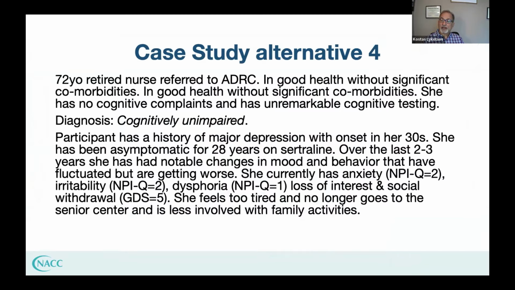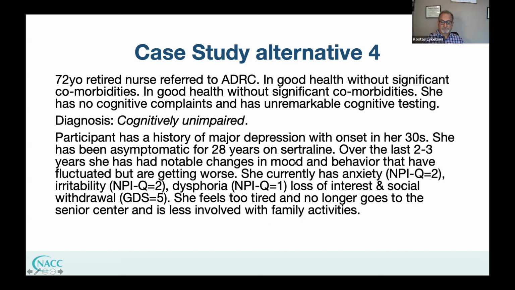Here's a somewhat more complicated case. She's in good health without significant comorbidities, no cognitive complaint, unremarkable cognitive testing, cognitively unimpaired. She has a history of major depression, onset in her 30s, 28 years on sertraline. I picked sertraline because it was approved just around that time. She currently has some psychiatric symptoms. She also feels tired, no longer goes to the senior center, and is less involved with family activities.